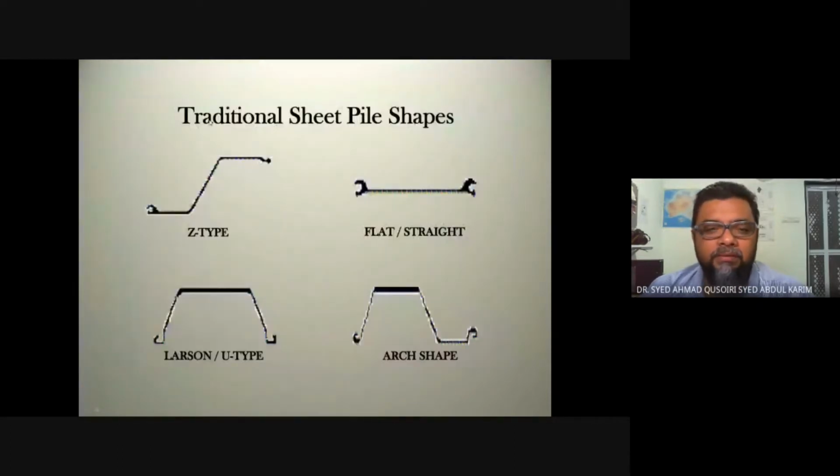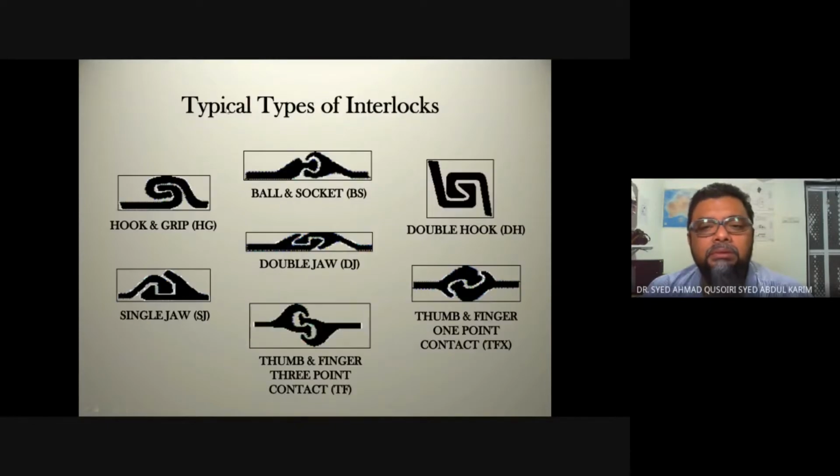So the shapes of sheet pile, as you can see, all of them have this bend so that it can interlock with each other. Okay, so the interlocks, there are many types of interlocks.